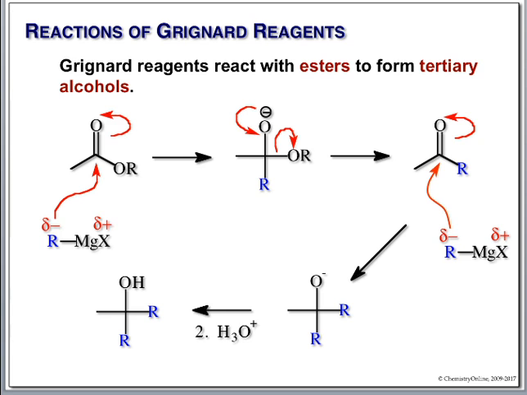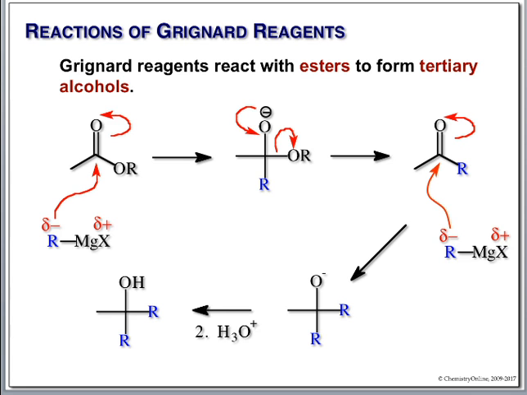When you react an ester, whatever is attached as the OR is gone. Gone forever, you're never going to see it again, poof. Only thing that's going to survive is what's attached to the other side. It could be a carbon, could be a hydrogen. And then we're going to get 2 R groups from our Grignard. Now that's kind of a neat reaction. We'll come back to this in just a little bit.